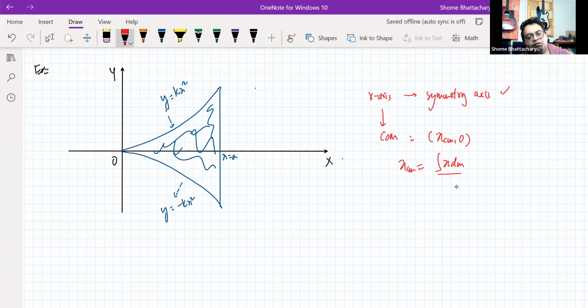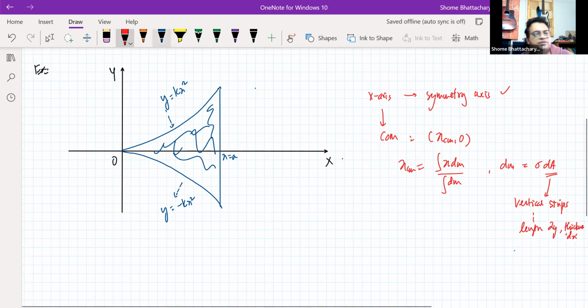integration x dm divided by, in this case, I'll have to write it as integration dm, like this, assuming there's some sigma. Okay. So here dm, because it's a surface distribution, it will become a sigma dA kind of term. But this dA, what should we take it as? We should take it as vertical strips of length, let's say 2y and thickness dx. So that will look like a strip like this, which I'm drawing next.